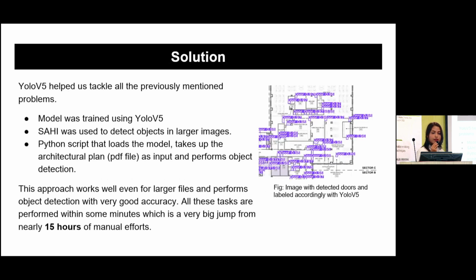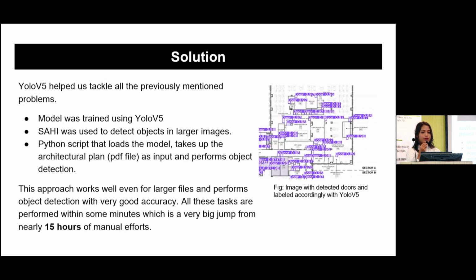In YOLO V5, we took some door and water closet images, small images, and labeled them using LabelImg. Suppose we took 100 door images and 100 water closet images. We drew boxes around those doors and water closets and labeled them as door and water closet. We used that data set to train our model using YOLO V5. YOLO V5 is the algorithm we used, and we trained our model.